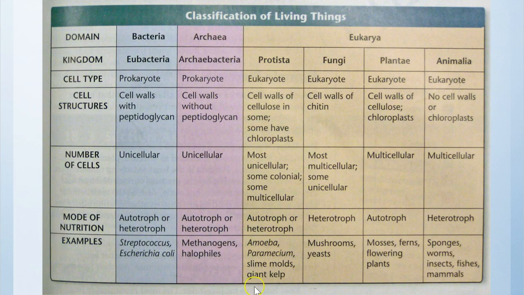I put this in here because it will give you a good sense when we start talking about cells and cell structures about what differentiates these groups, because a lot of it is based on the cell type and cell structures that you find there, okay?